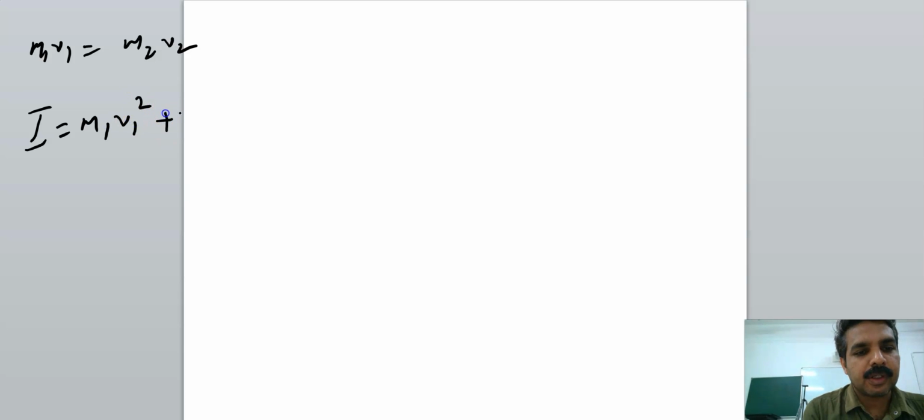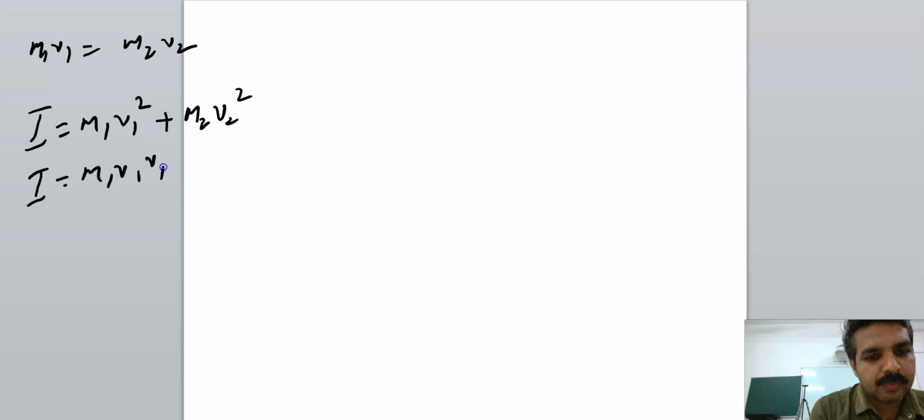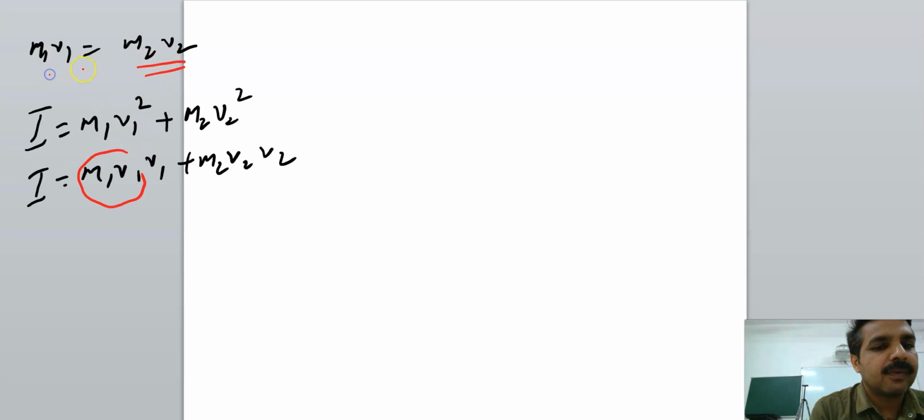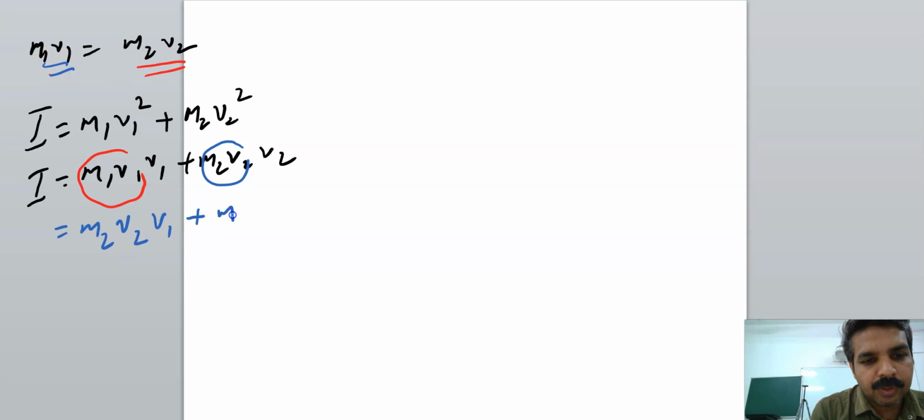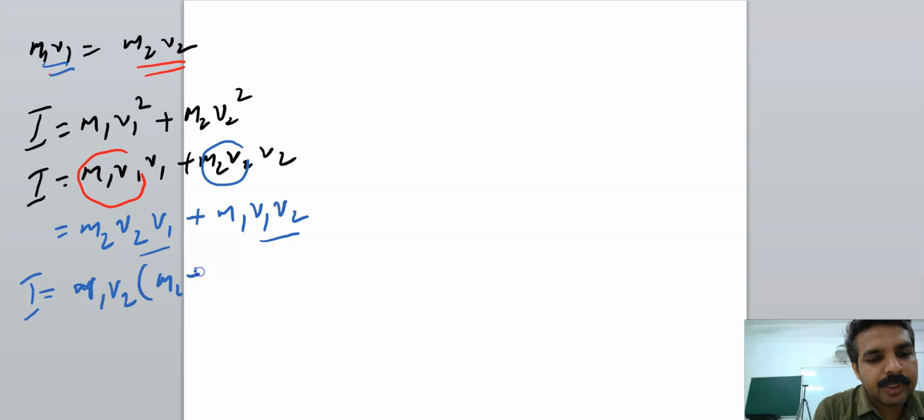During rotation the moments are balanced, so we can write m1 r1 is equal to m2 r2. Therefore the moment of inertia I is equal to m1 r1 square plus m2 r2 square. We can write this as m1 r1 into r1 plus m2 r2 into r2. For m1 r1 we can write m2 r2, because m1 r1 is equal to m2 r2. So we get m2 r2 into r1 plus, for this m2 r2 we can write m1 r1, therefore m1 r1 r2. Therefore r1 r2 is common, so we can take it outside: I is equal to r1 r2 into m1 plus m2.